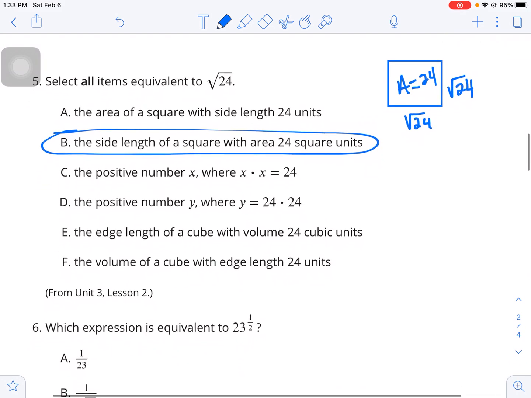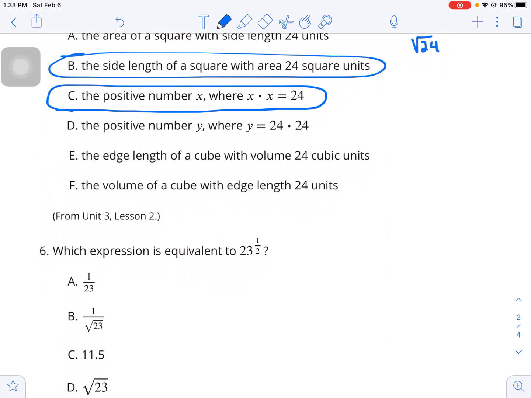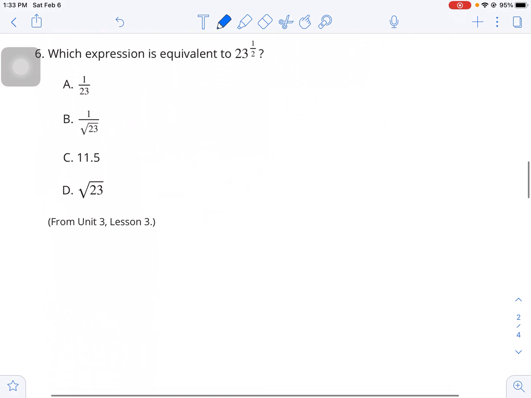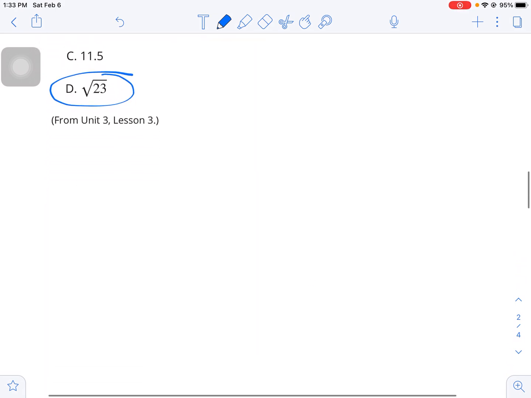Let's see, is there any more? The second one also, the positive number x, where x times itself gives you 24, would be another way of expressing the square root of 24. D makes no sense. E, the edge of a cube. Nope, cubes, we're talking square roots, so we're not going to consider anything about a cube. So that's it for that one. Number 6, which expression is equivalent to 23 to the 1/2? That's the same as the square root of 23 from our work last week.